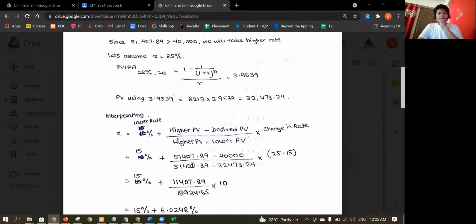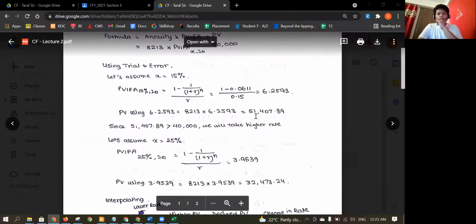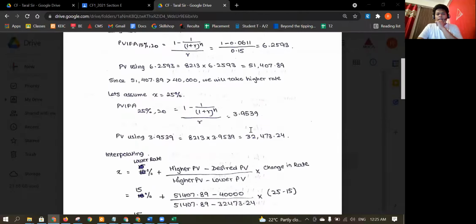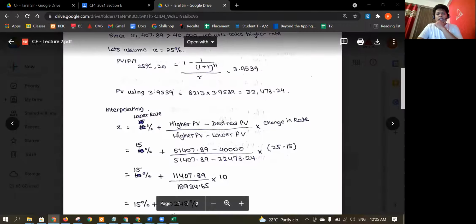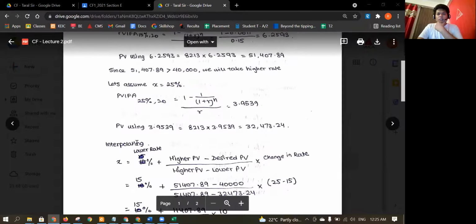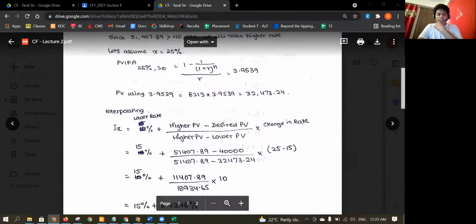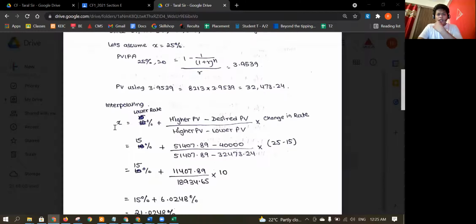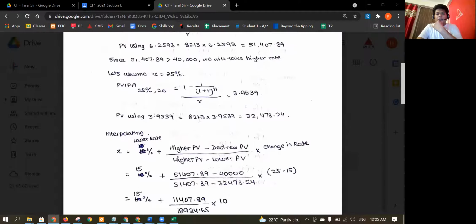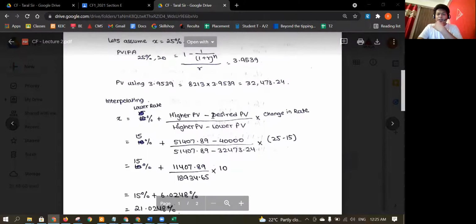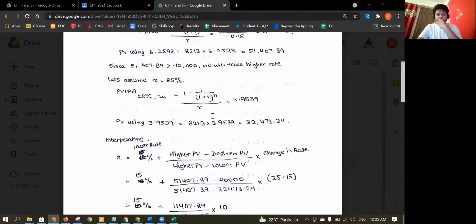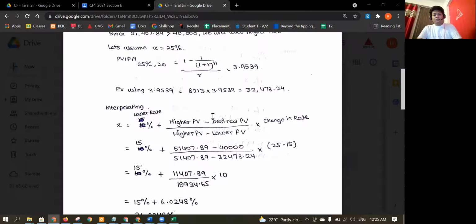Okay, so now you've got two values, 51,000 and 32,000, and you have two rates. What you do is start with the lower rate. In this case, the lower rate was 15%. X is the rate that we are looking to find out. So X equals 15% plus the higher PV, which is 51,407, minus the desired PV, which is 40,000, divided by higher PV minus lower PV.